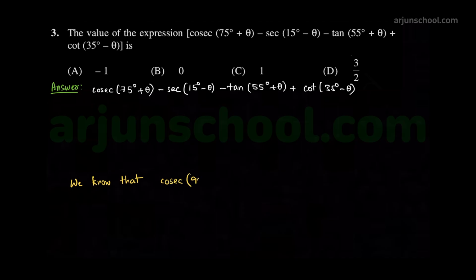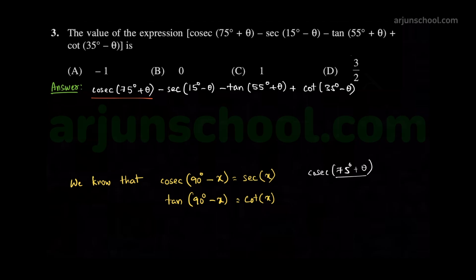We know that cosecant of 90 degrees minus x is equal to secant of x, and tan of 90 degrees minus x is equal to cot of x. Now we shall convert cosecant of 75 degrees plus theta into secant of x. How can we write the 75 degrees plus theta in terms of 90 minus x? 75 is 90 degrees minus 15 degrees. So 15.